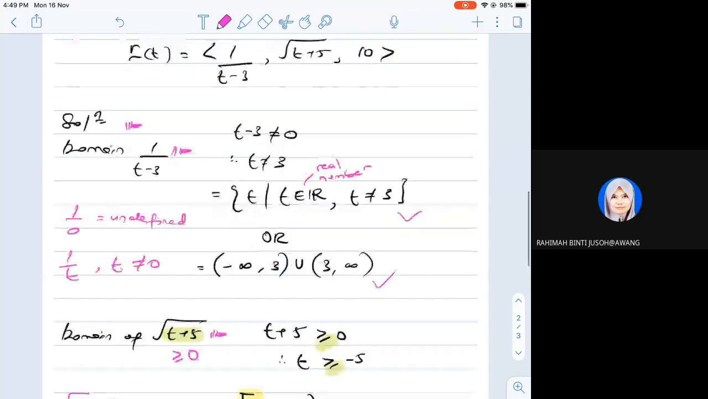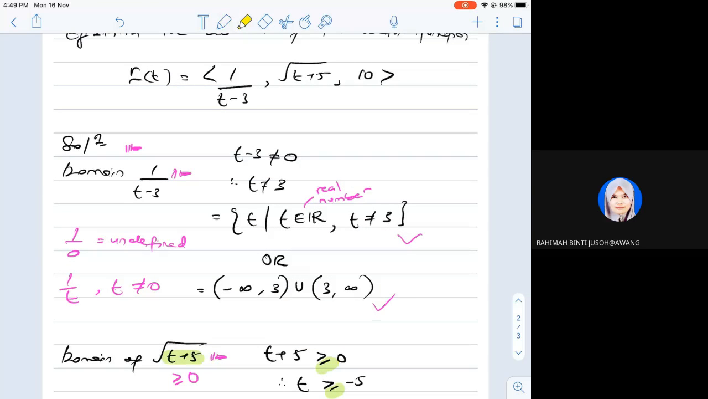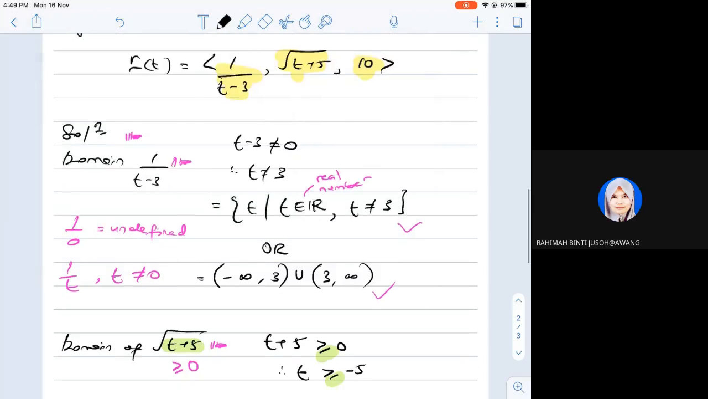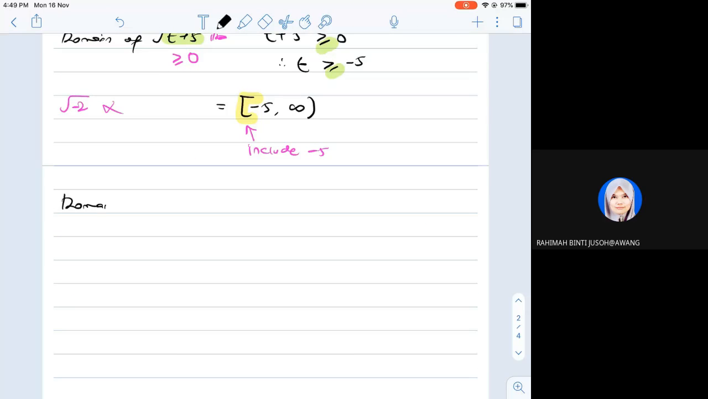Okay, so this one is settled, and this one is also settled. Now this one is 10, so the domain of 10 is equal to, okay guys, since this is a constant, you can use any t. It has no effect on t, so t is from negative infinity up to infinity, and it is still 10. So that's why the domain of 10 is negative infinity until infinity. This is applicable for all constants. If it is a constant, it must be negative infinity up to infinity.